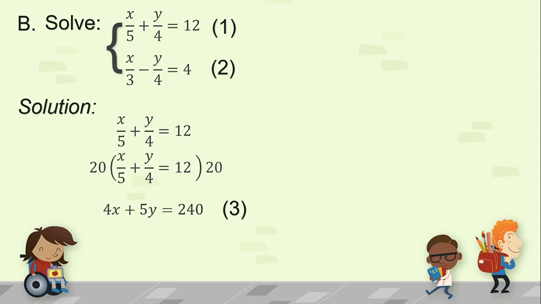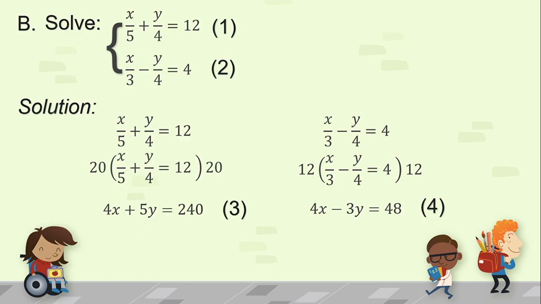and it will serve as our third equation. Now, for our second equation, which is x over 3 minus y over 4 is equal to 4, let's multiply both sides by 12, which is the LCD of the fractions. So 12 times x divided by 3, we will have 4x. 12 times y divided by 4 is 3y, and 4 times 12, we will have 48. So we will get 4x minus 3y is equal to 48, and this will serve as our fourth equation.